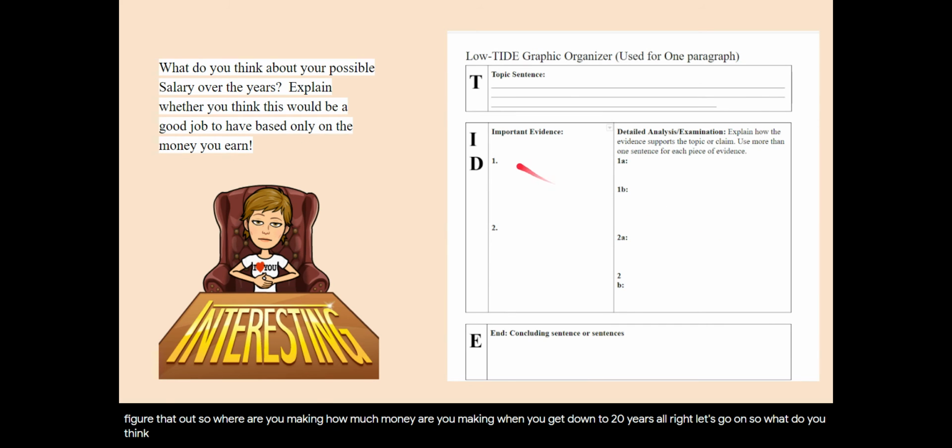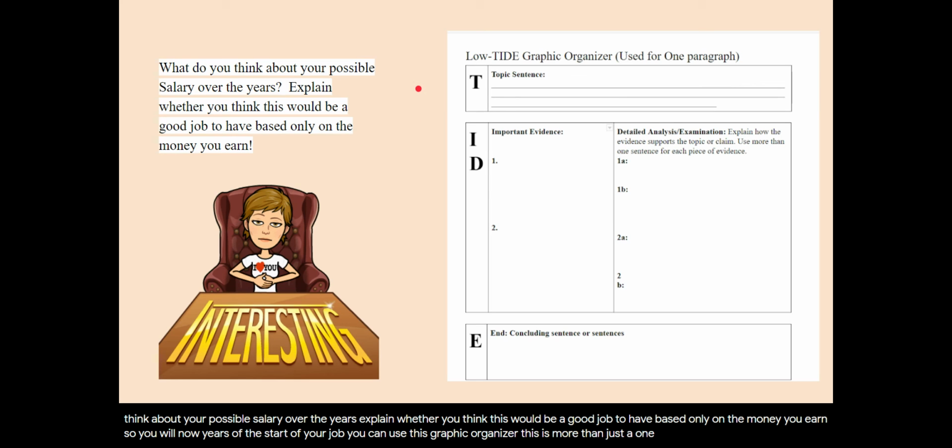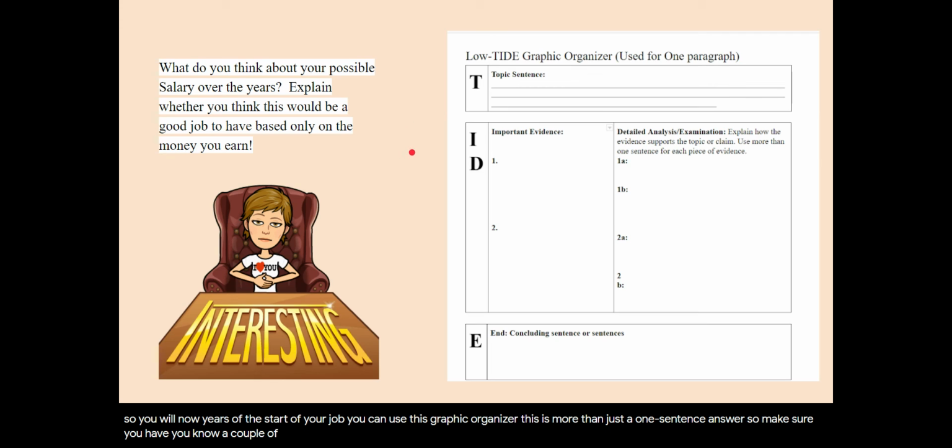So what do you think about your possible salary over the years? Explain whether you think this would be a good job to have based only on the money you earn. So you will now know how much money you would be making at 20 years from the start of your job. You can use this graphic organizer. This is more than just a one sentence answer. So make sure you have a couple bits of evidence to support whether you think it's a good or a bad job.